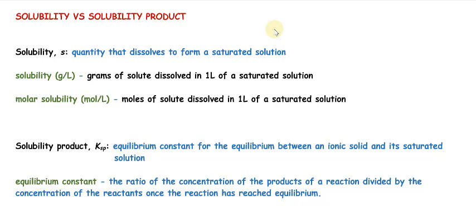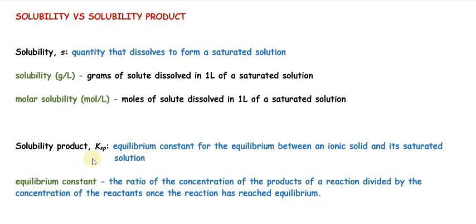Some salts are soluble, but many are insoluble or slightly soluble in water. So the solubility, we use the S symbol, is the quantity that dissolves to form a saturated solution. It is usually expressed as gram per liter, which is the grams of solid dissolved in 1 liter of a saturated solution. And also we have the molar solubility in mole per liter, which is the moles of solid dissolved in 1 liter of a saturated solution.